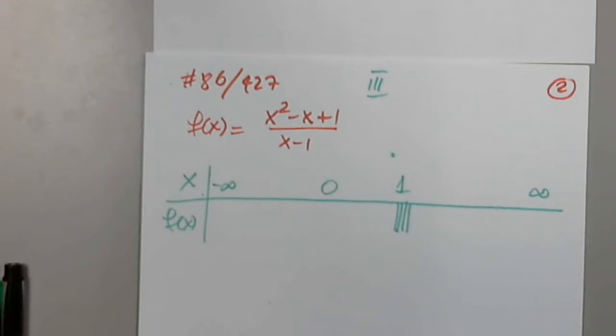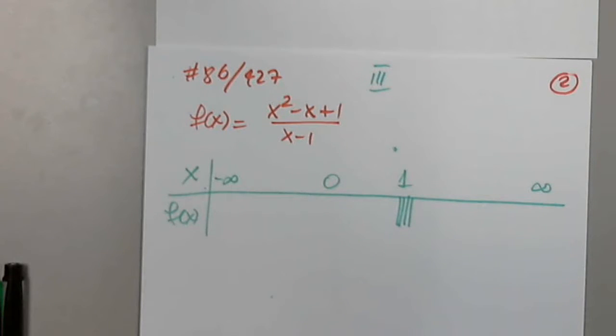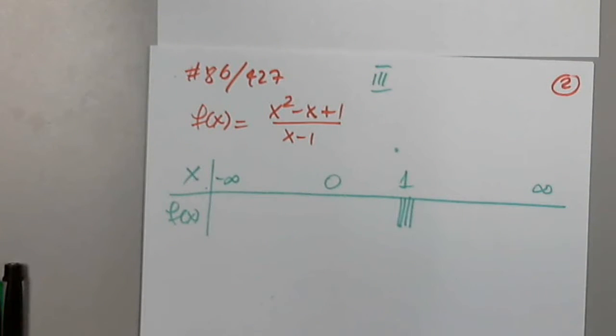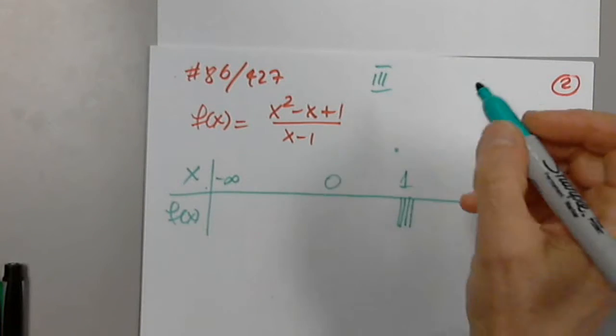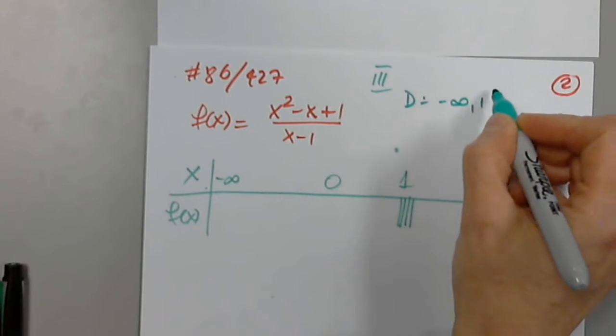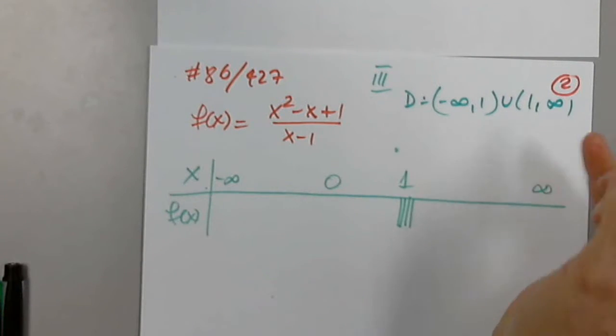How did you say that again? Negative infinity to 1, union 1 to infinity. It's undefined at 1. That's what you call it. We don't have to write it. Once I see it in the chart, I'm fine. If you put undefined here, then I know. Now, if you want to write it on the side, you will write that the domain is negative infinity to 1, union 1 to infinity. It's either or. You don't have to do both. Okay.